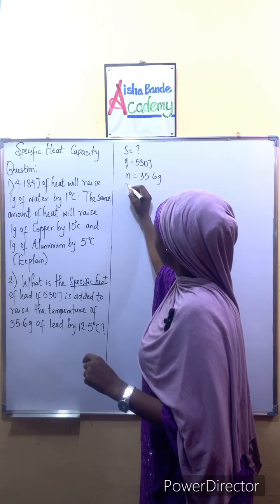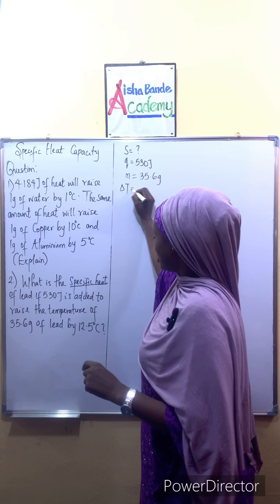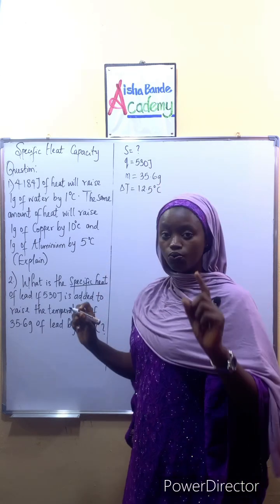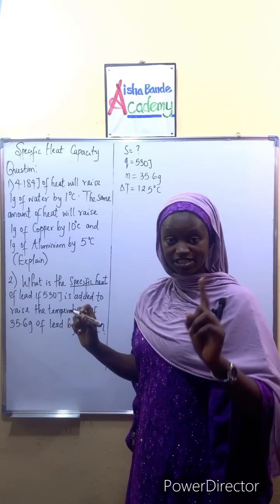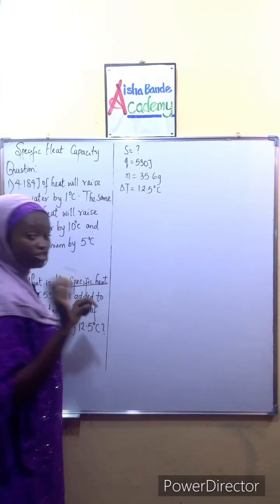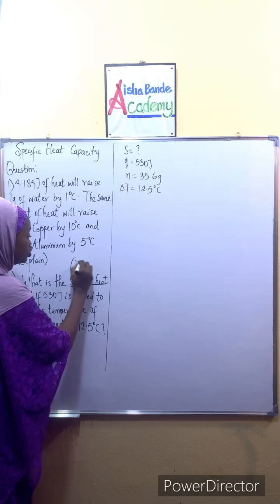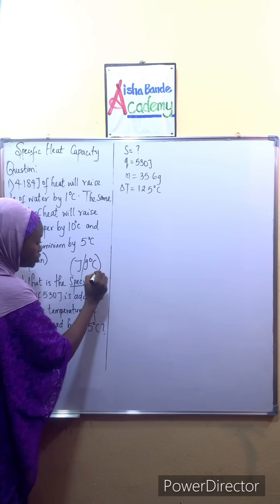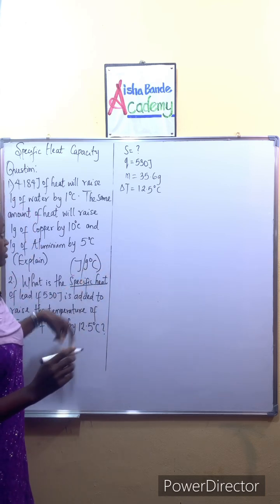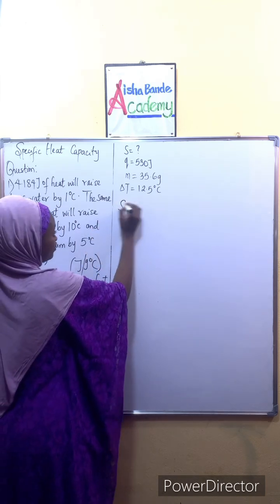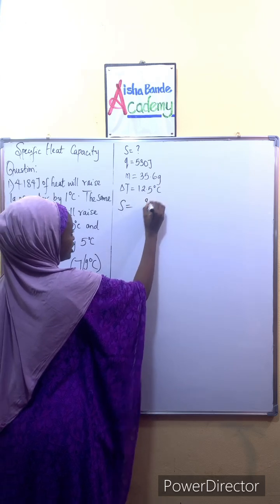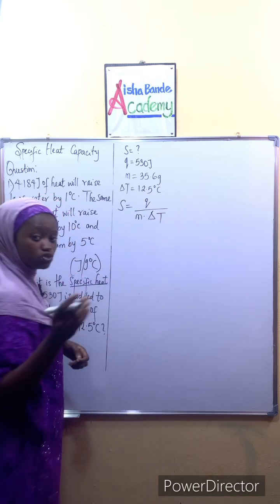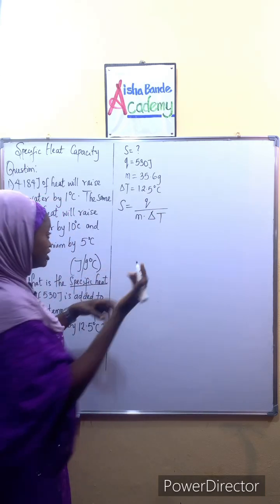So the change in temperature is given as 12.5 degrees Celsius. So we need to know the SI unit of specific heat basically. The SI unit of specific heat is given in joule per gram per degree Celsius. Okay, so this is the SI unit for specific heat. So we have the specific heat is equal to the heat over the mass multiplied by the change in temperature. So all we need to do is to substitute in the values and get the final answer.